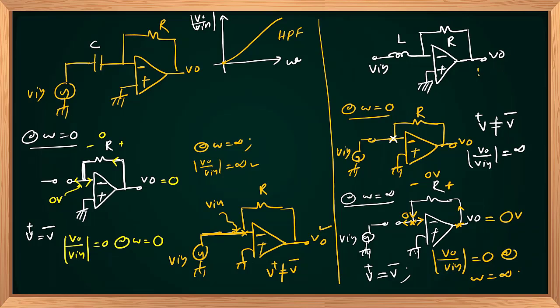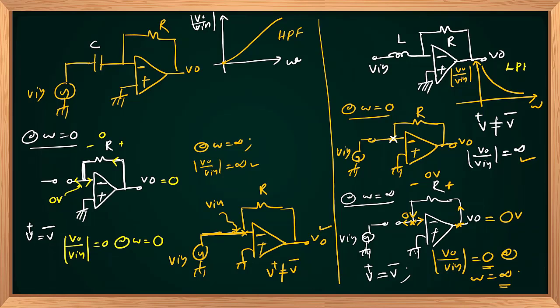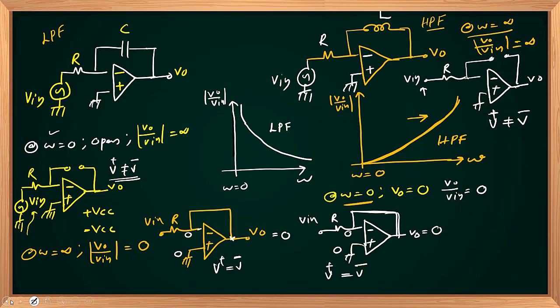So if you are plotting the response, omega versus V out upon V in magnitude, at omega equal to 0 the gain is infinity, and the gain goes to 0 as omega tends to infinity. So it has the response of a low pass filter. It has an upper cutoff frequency, but that is not defined because the maximum gain is infinity. This is called an integrator. This is called a differentiator, a high pass filter. Again, high pass filter, it is called a differentiator. Low pass filter, it is called an integrator.